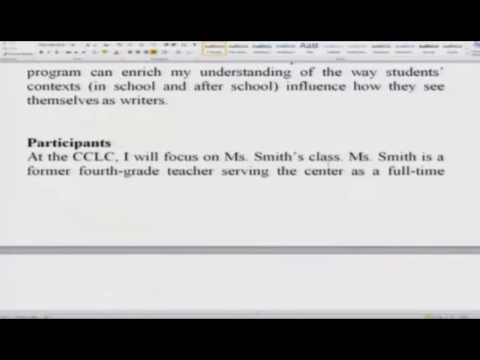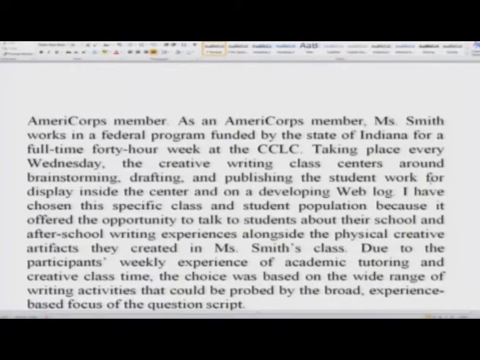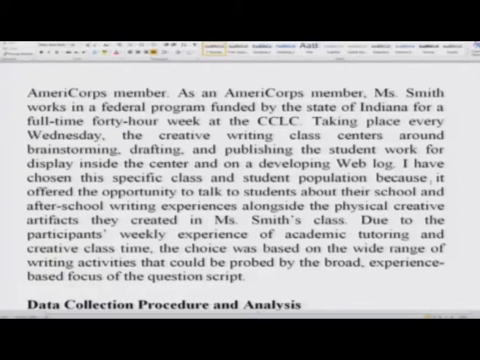Now, the writer gives more details about participants. Participants at the CCLC, I will focus on Ms. Smith's class. Ms. Smith is a former 4th grade teacher serving the center as a full-time AmeriCorps member. As an AmeriCorps member, Ms. Smith works in a federal program funded by the state of Indiana for a full-time 40-hour week at the CCLC.